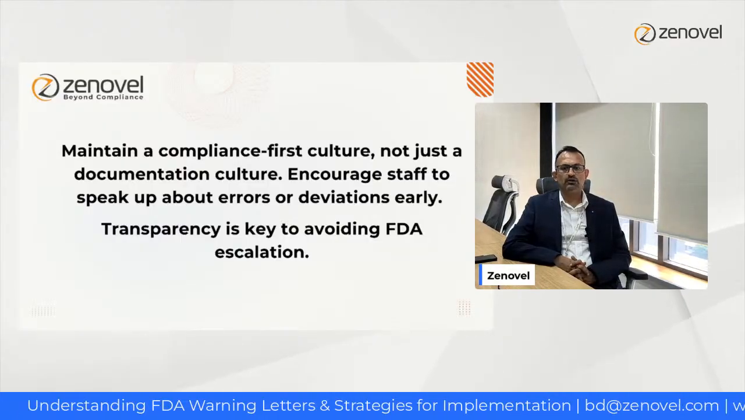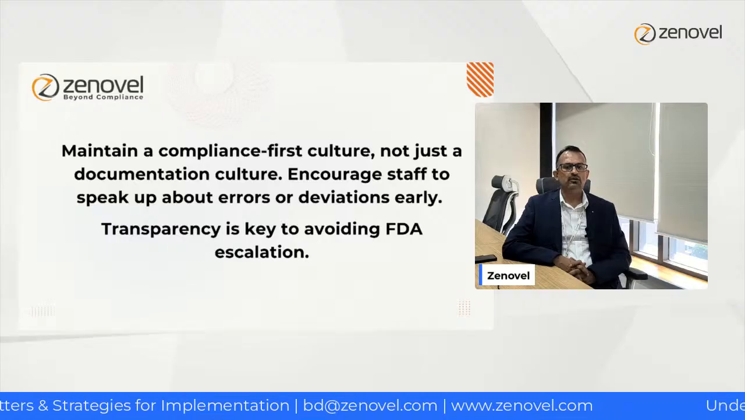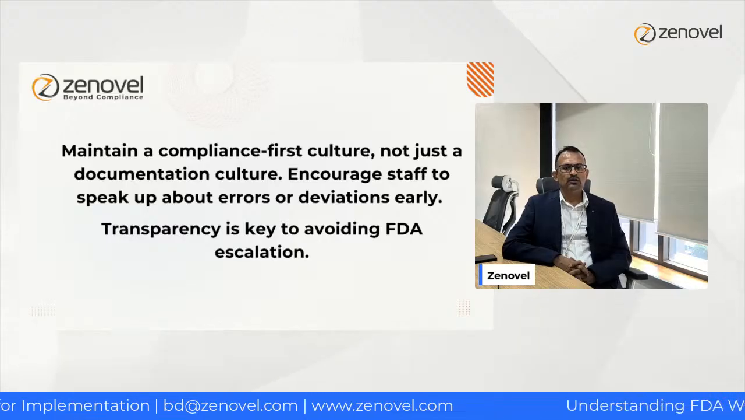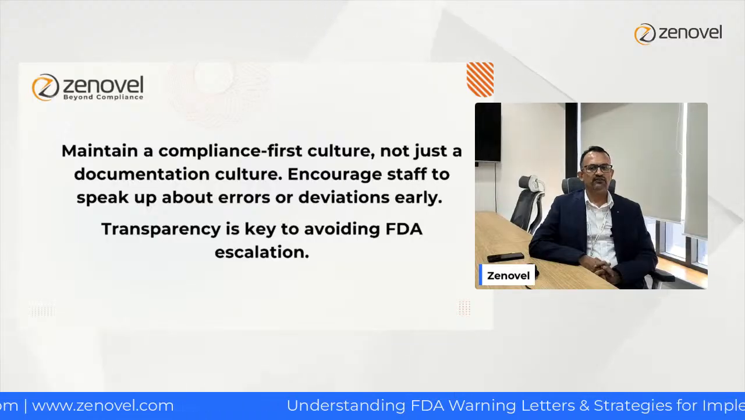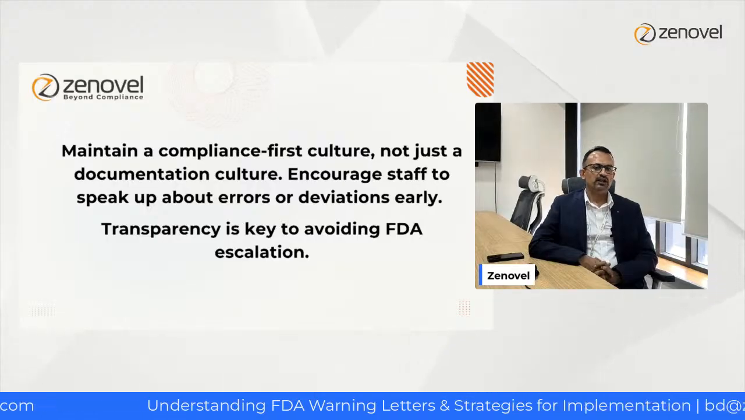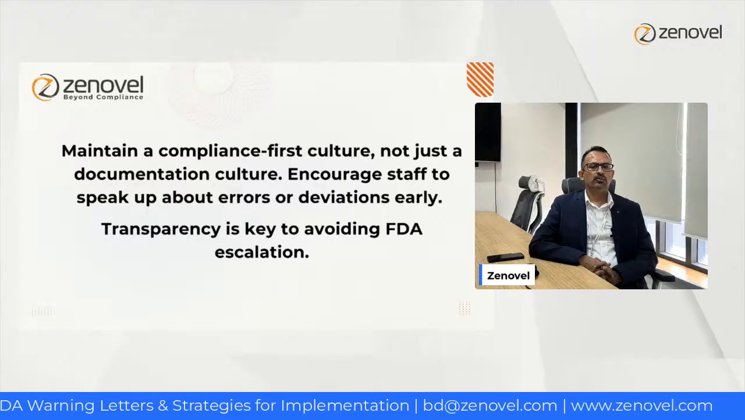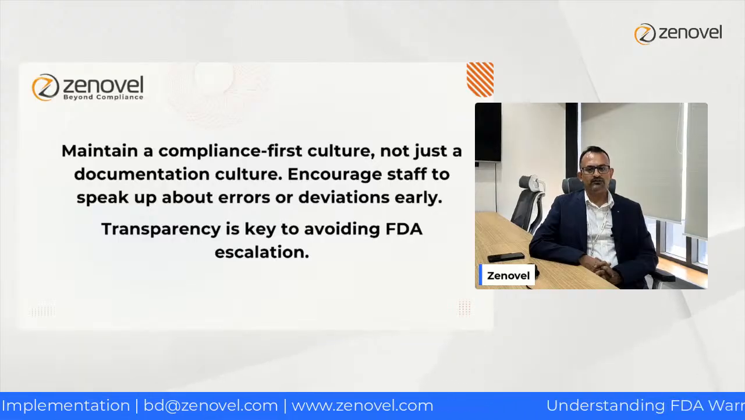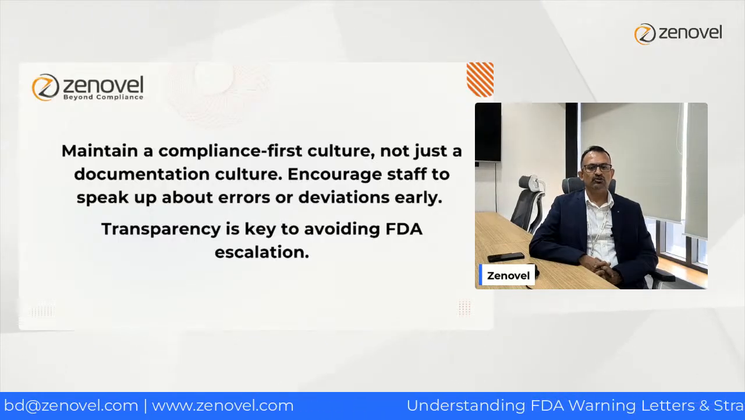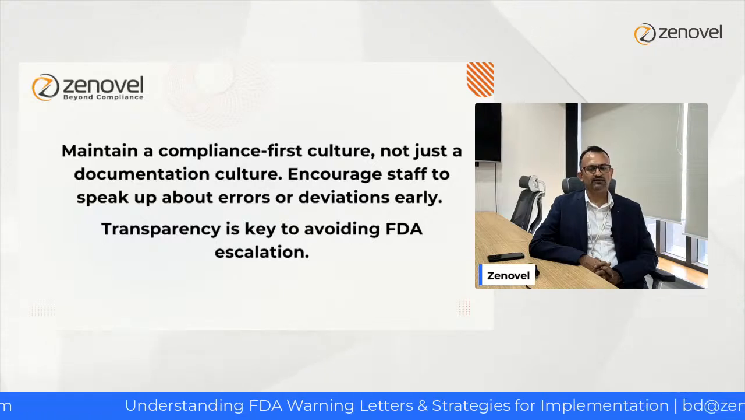Overall, as a part of conclusion, we have to maintain a compliance-first culture, not just a documentation culture. We have to encourage staff to speak about the errors and deviations early. So, if we identify deviations and errors early, we can have the corrective and preventive action plans before the FDA audits. And the most important thing is that transparency is the key to avoiding FDA escalations.